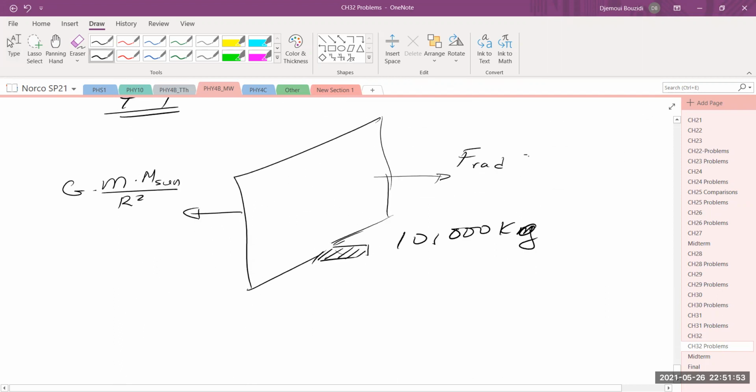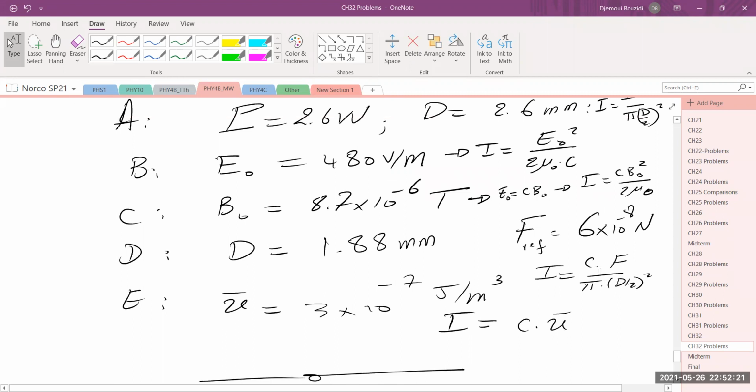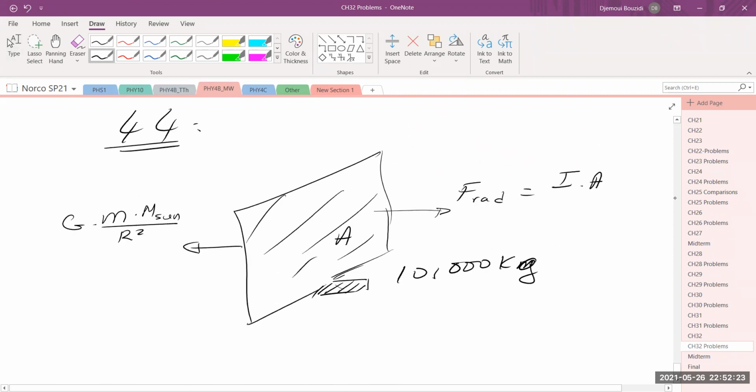So this is equal to the intensity, okay, of the radiation times the size of the sail, which is the area A. So IA, we want it in square kilometers, basically. That's what they want the answer to. Divided by c, divided by the speed of light.